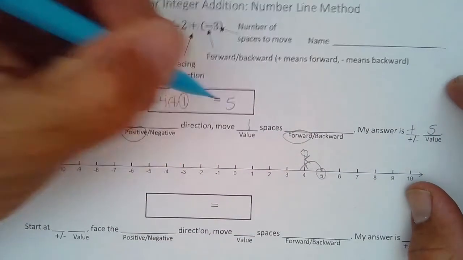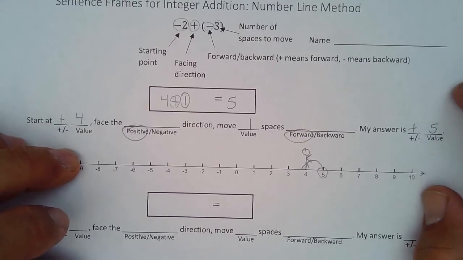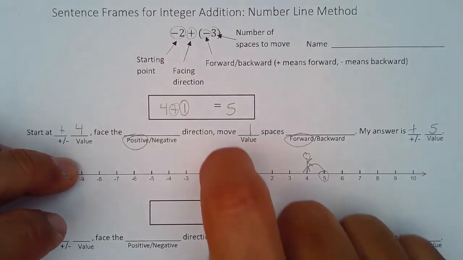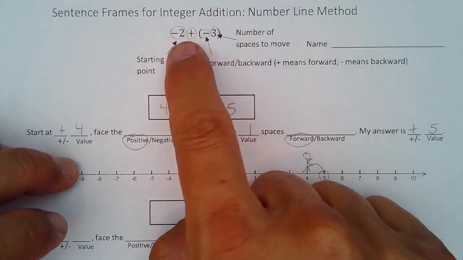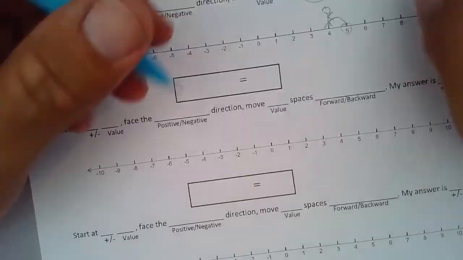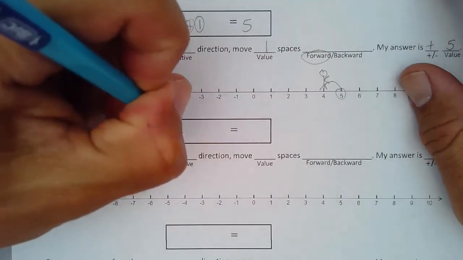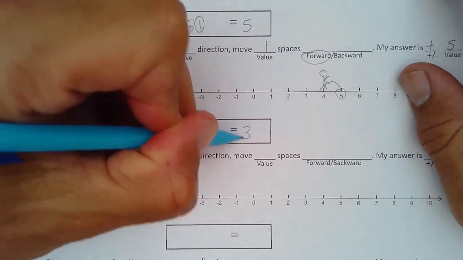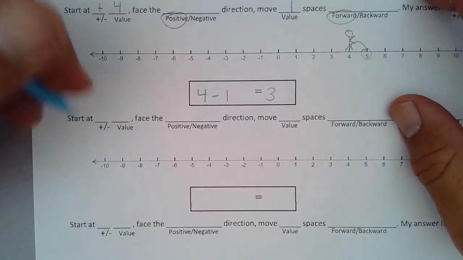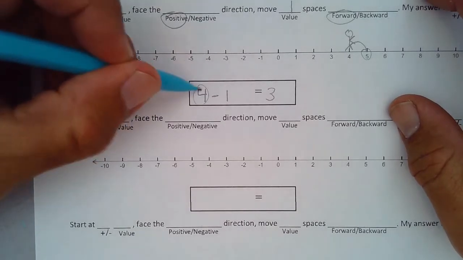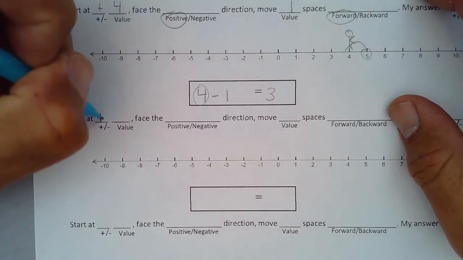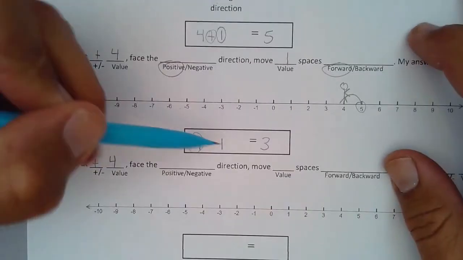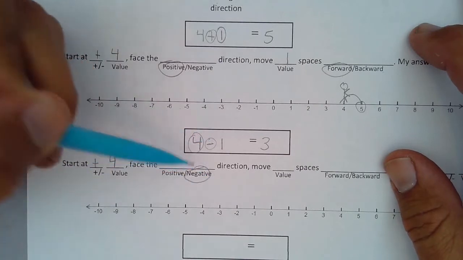And we're just using these simple ideas to expand on it and go on to these integer problems, where integers are positive and negative whole numbers. Okay, let's go with this. How about 4 minus 1? Now we know 4 minus 1 is 3. We already know that. Great. But let's use the sentence frame. We start at positive 4. And this is telling me the facing direction, and that facing is towards the negatives right there.